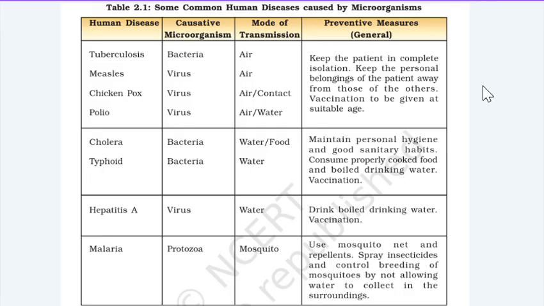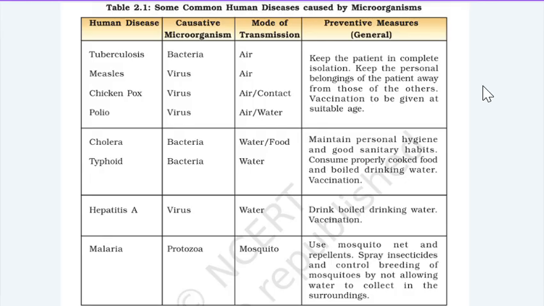Next disease is polio. The causative organism is a virus, and the mode of transmission is air or water. The preventive measure for this set of diseases is to keep the patient in complete isolation. Keep the personal belongings of the patient away from those of others. Vaccination is also to be given at a suitable age.